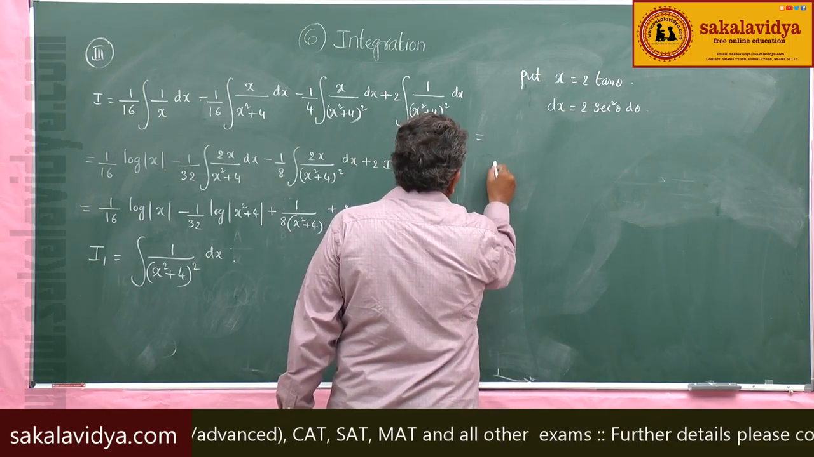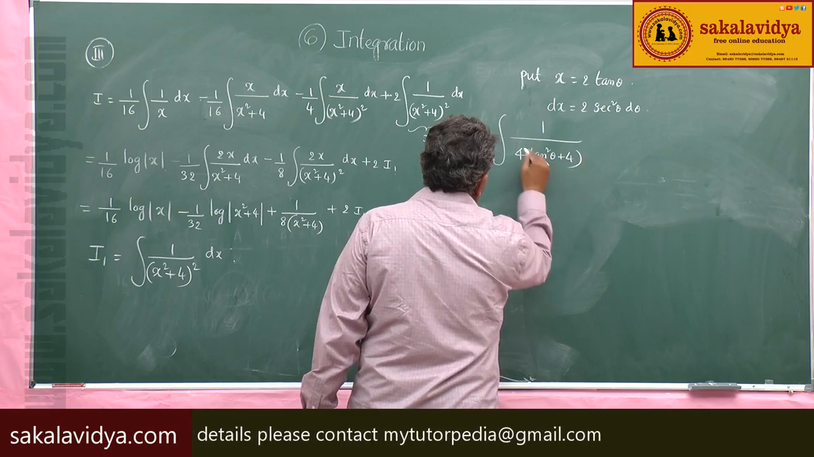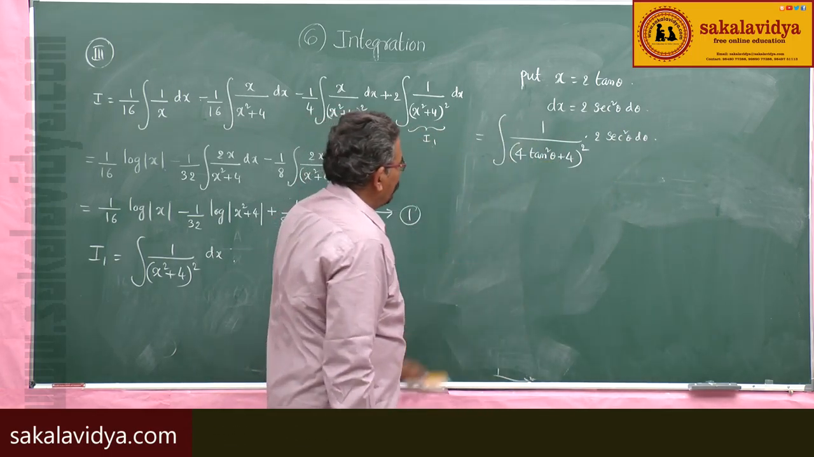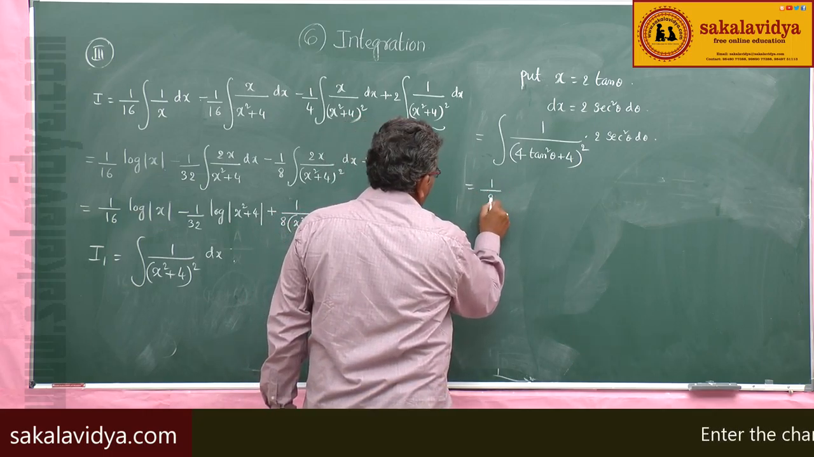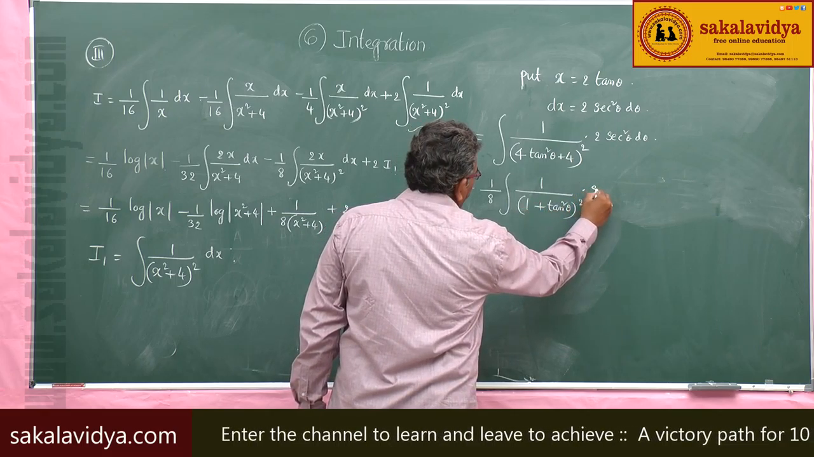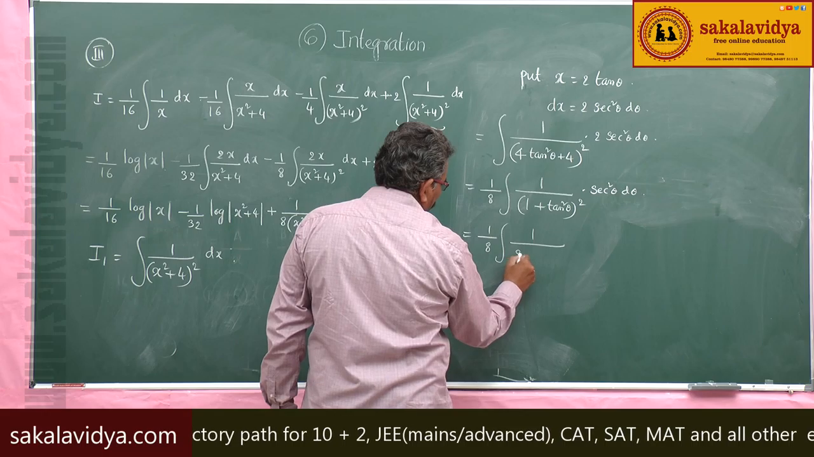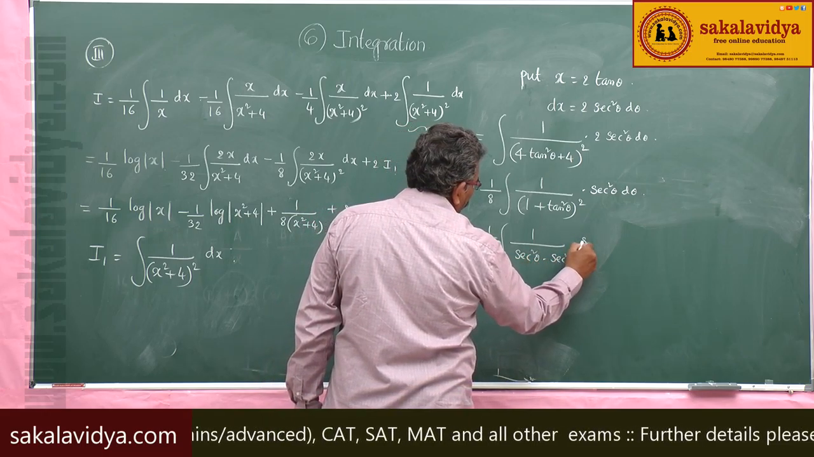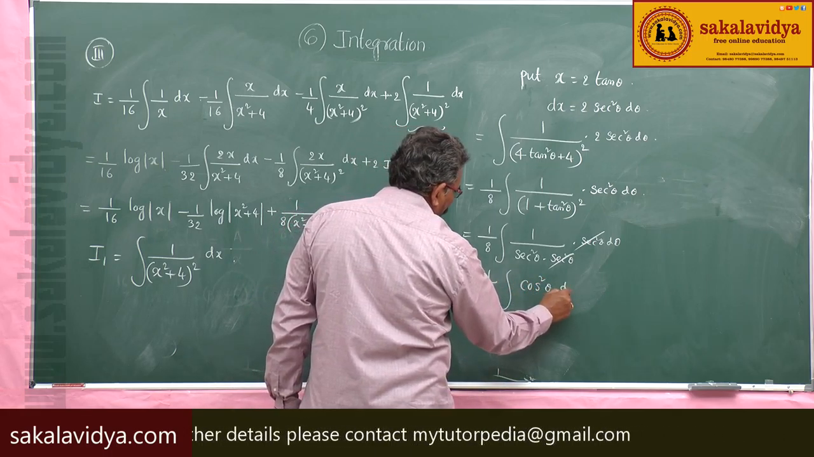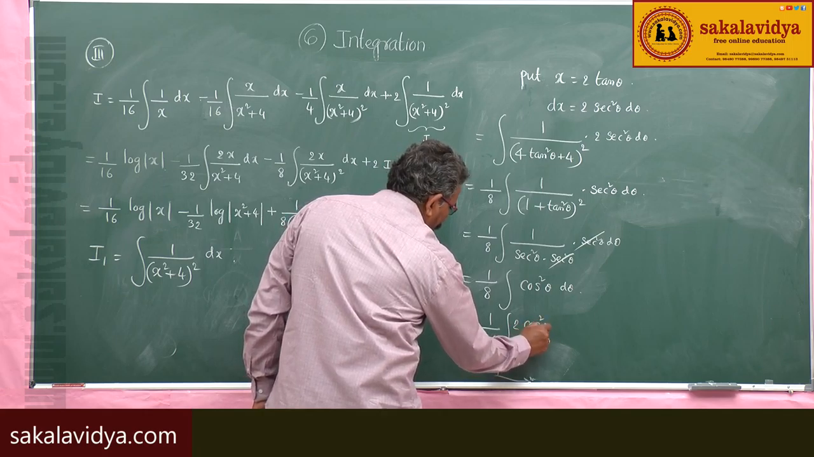Now, I 1 becomes integral 1 by 4 tan square theta plus 4 whole square into 2 secant square theta d theta. 4 common, 16 common out, 1 by 16, or 1 by 8 integral 1 plus tan square theta whole square into secant square theta d theta. 1 by 8, this will be secant square theta whole square. Secant square theta into secant square theta into secant square theta d theta. This gets cancelled. So, 1 by 8 integral of cos square theta d theta, multiply 2 divide by 2. So, 1 by 16 integral 2 cos square theta d theta.